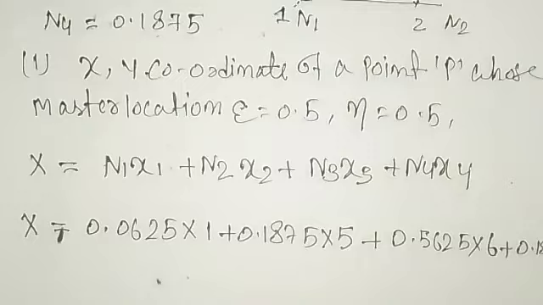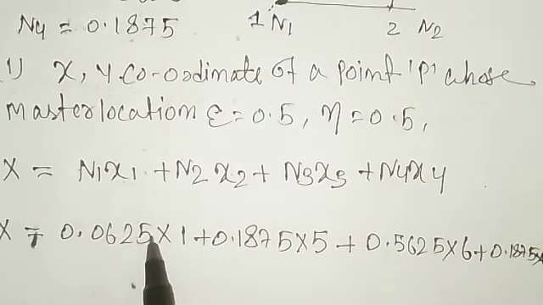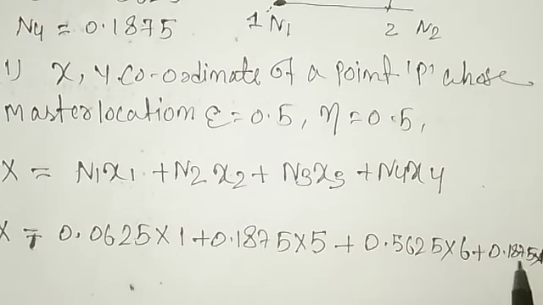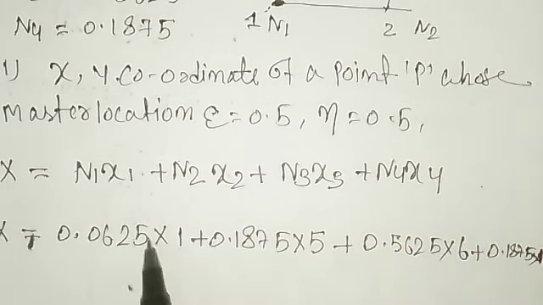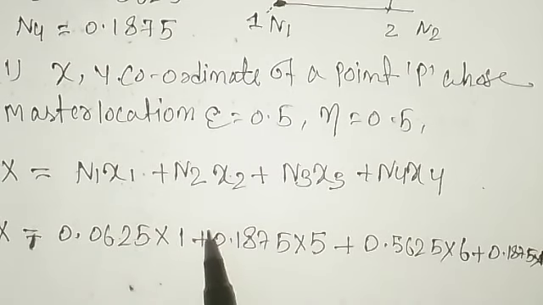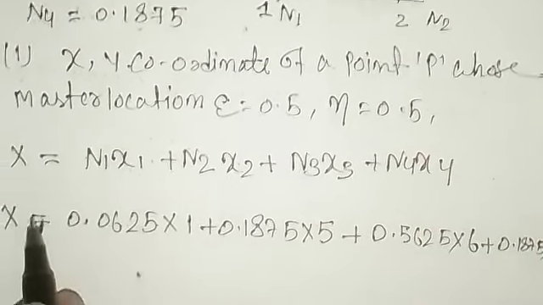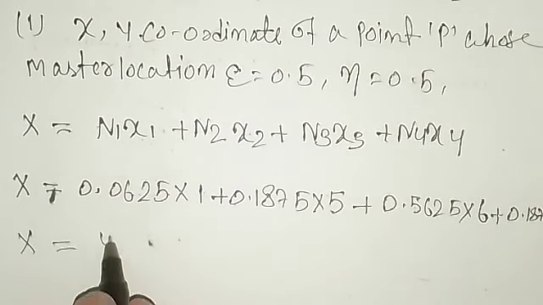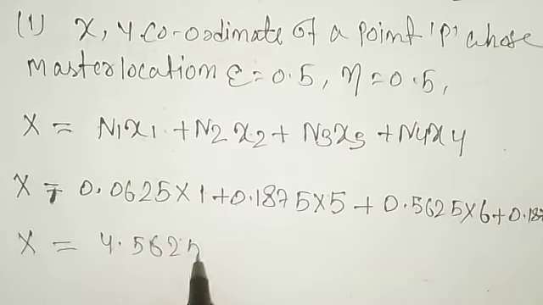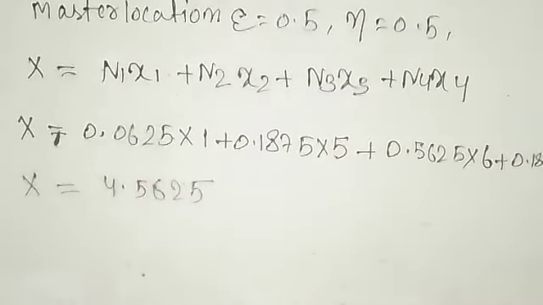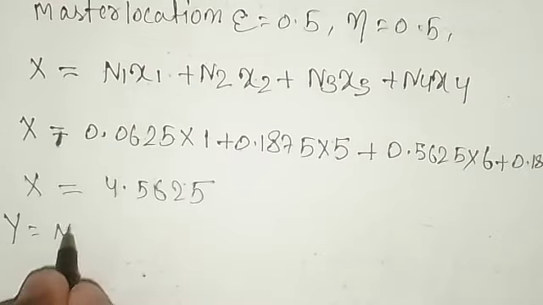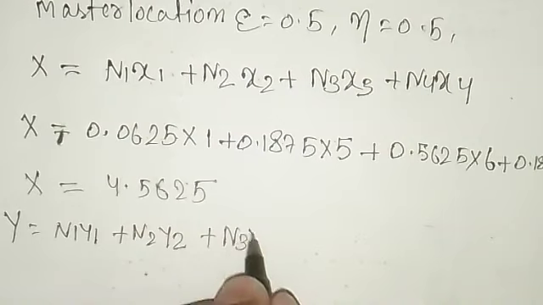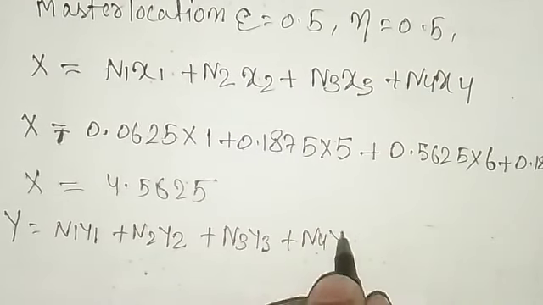x4 is 1. So when we simplify this, that is 0.0625 into 1 plus 0.1875 into 5 plus 0.5625 into 6 plus 0.1875 into 1, that is n1 x1, n2 x2, n3 x3, n4 x4, right? So when we simplify, we'll get the x value equal to 4.5625, right? Similarly, we'll go for the y coordinate, that y is equal to n1 y1 plus n2 y2 plus n3 y3 plus n4 y4.